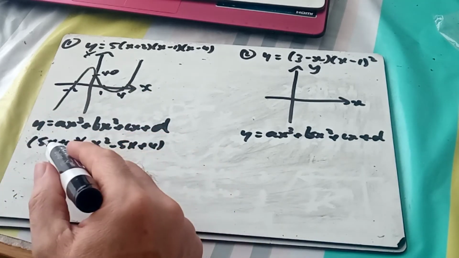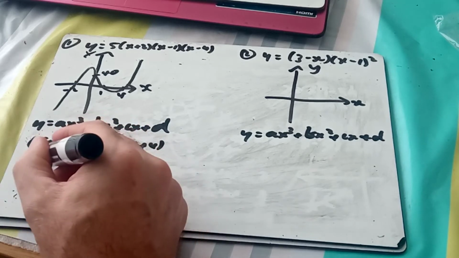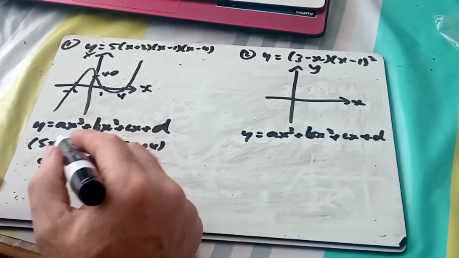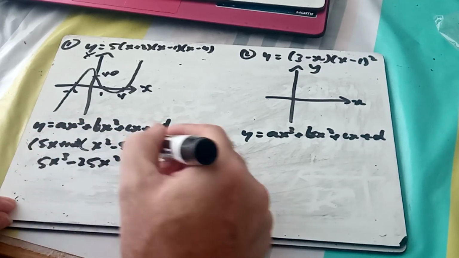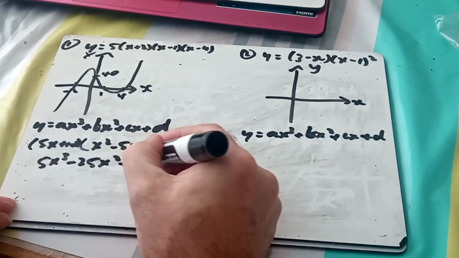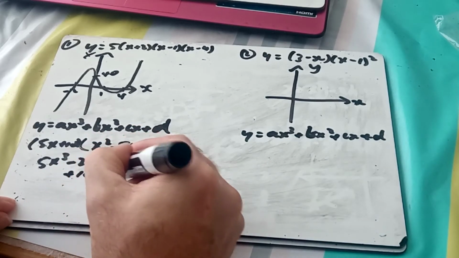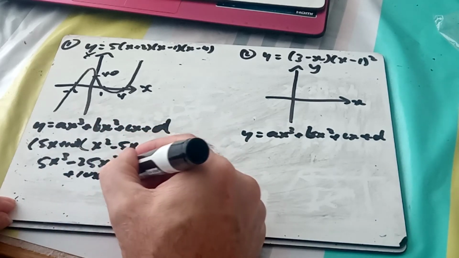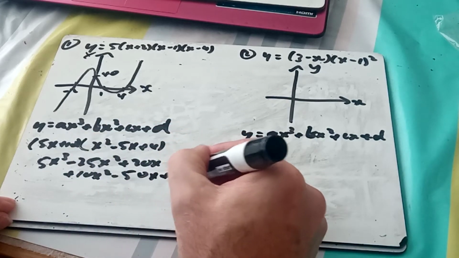And the best way to multiply out when I've got lots of terms, I'm going to do them in columns. So I'm going to do 5x times x squared, 5x cubed, 5x times the minus 5x, minus 25x squared, and 5x times the 4, plus 20x. Then times everything by 10, plus 10x squared, minus 50x, and then plus 40.